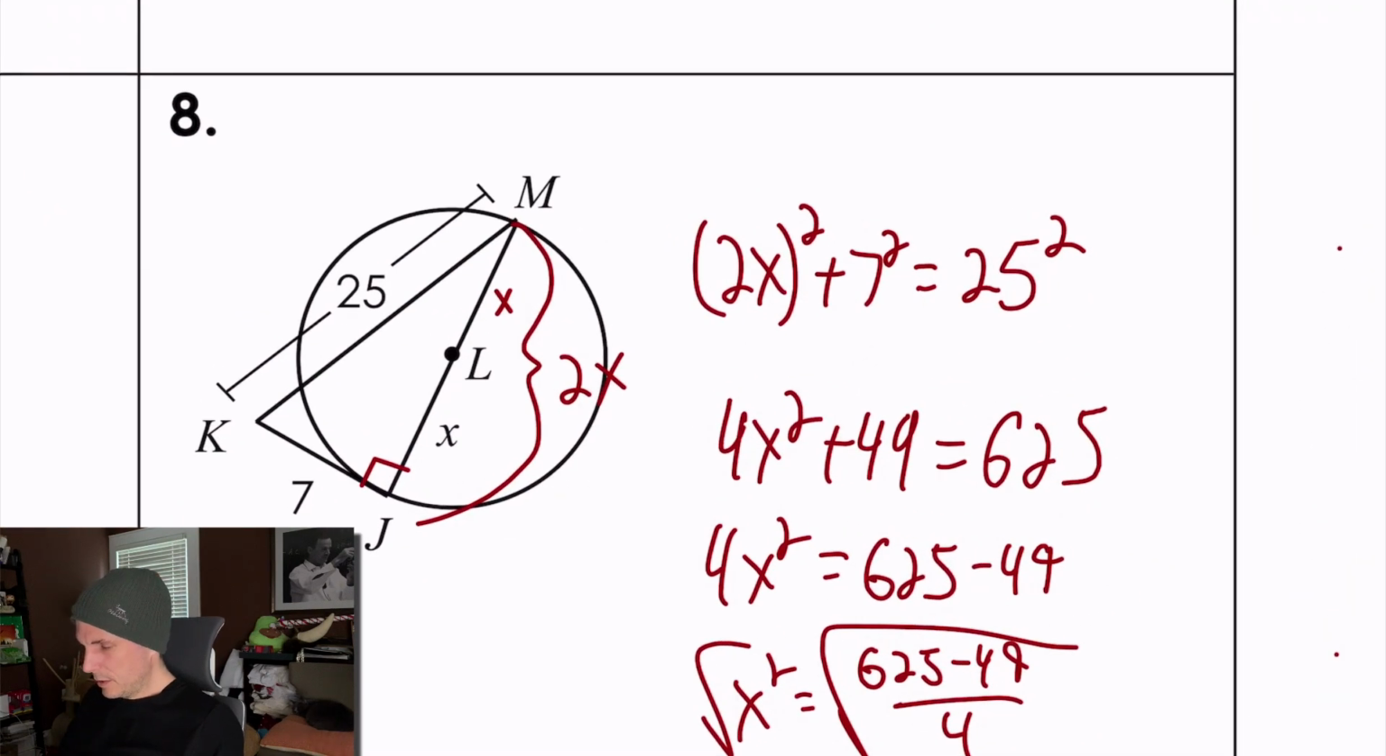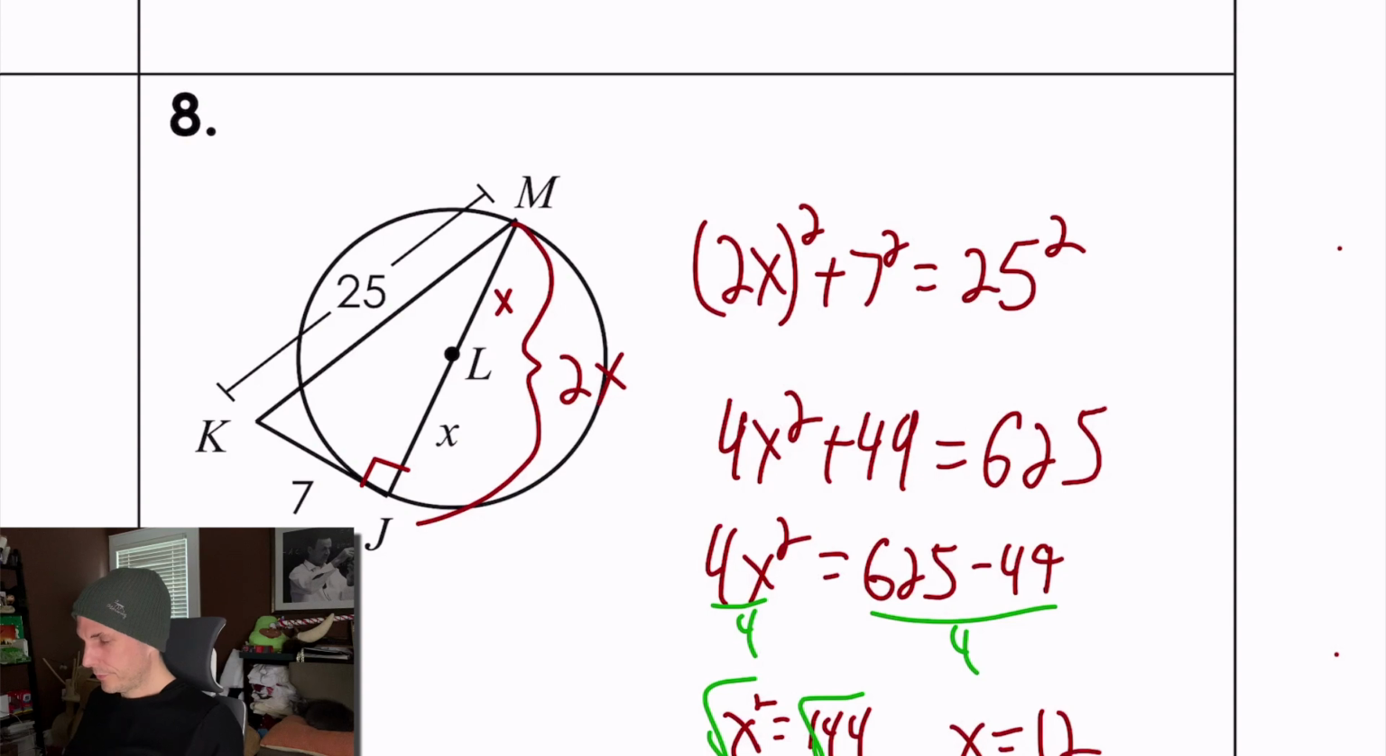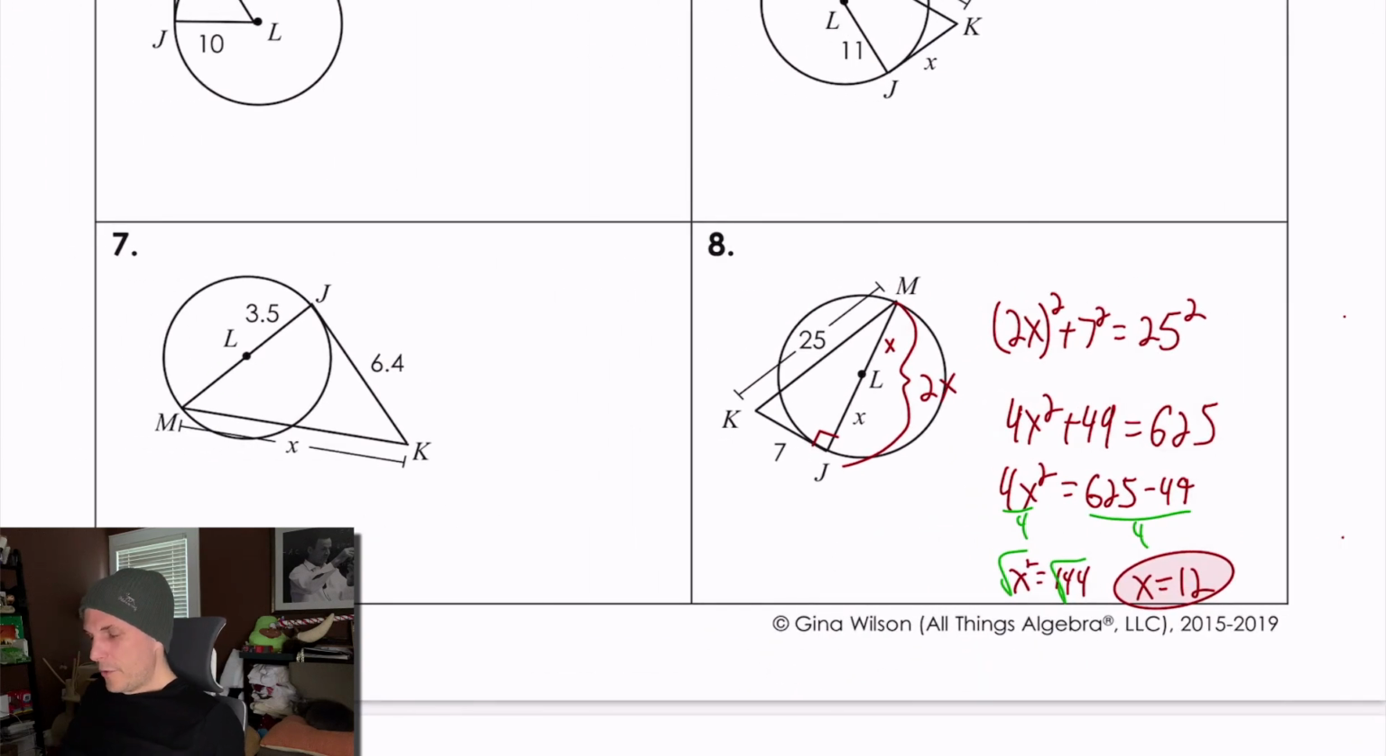So that works out to be, when I divide both sides by 4, we get x squared equals 144. Take the square root of both sides. X equals 12. All right. Moving on.